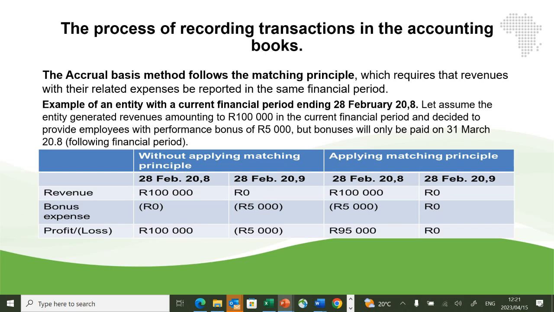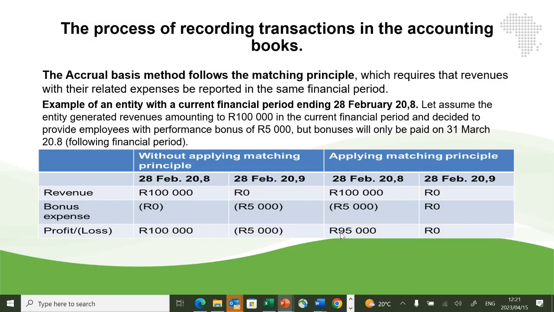Although the bonus is going to be paid in the next financial period, when did we incur this expense as a business? We were happy with the employees' performance in the current financial period. So which means the expense was incurred when? In the current financial period, and it needs to be recorded when? In the current financial period, even if the payment will only be made in the next financial period. When you apply the matching principle, there is no understatement or overstatement of profit or losses.